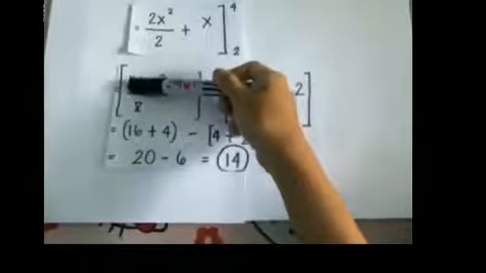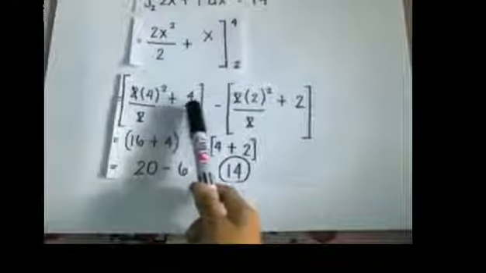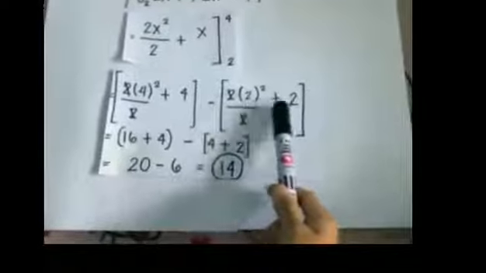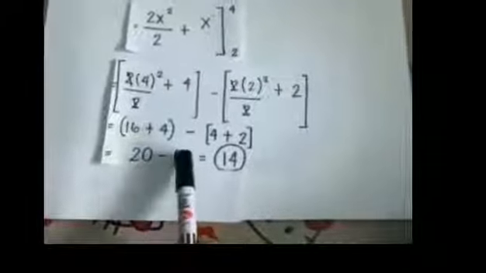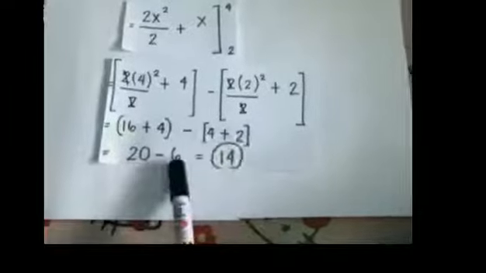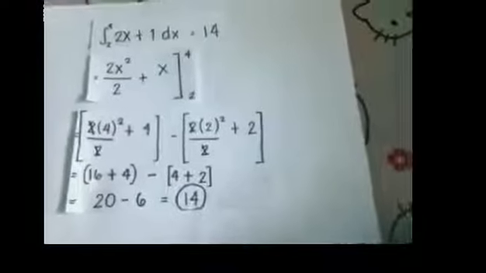Let's cancel the numerator 2 and the denominator 2, because this is going to be equal to 1, and the same goes for the other side. So we have the remaining numbers: 4 squared plus 4, and 2 squared plus 2. 4 squared is equal to 16 plus 4, and 2 squared is equal to 4 plus 2. So 16 plus 4 is equal to 20, minus 4 plus 2, which is 6. So 20 minus 6 is equal to 14. That means that we did this problem correctly.